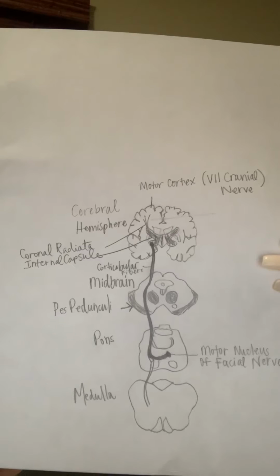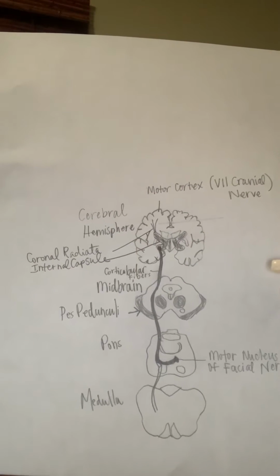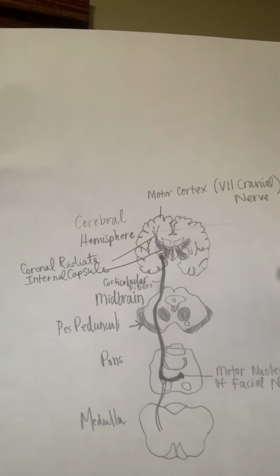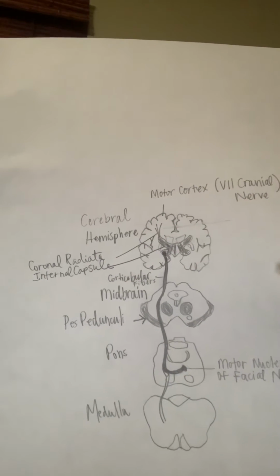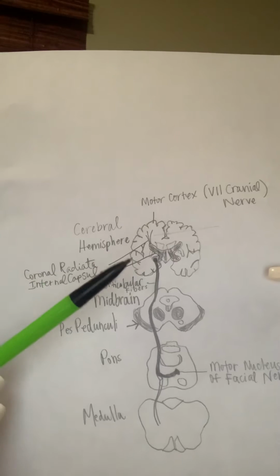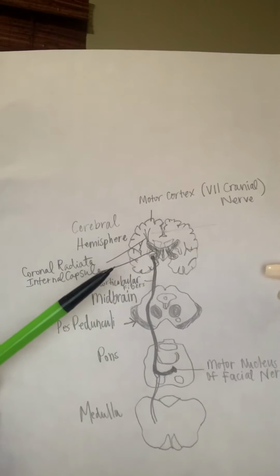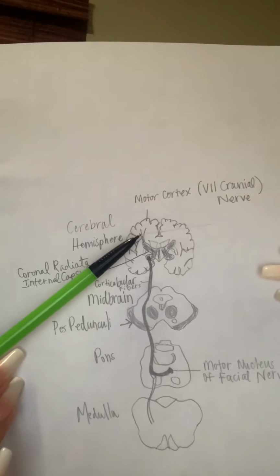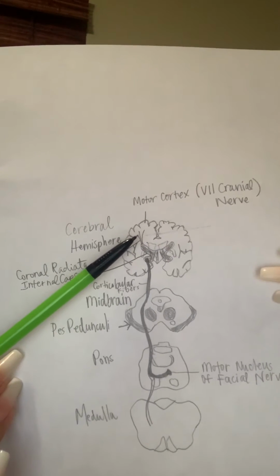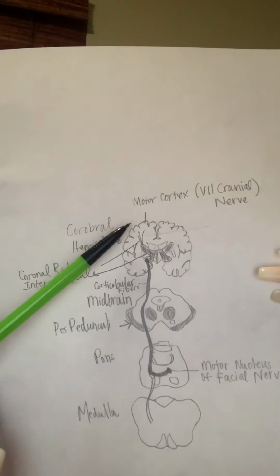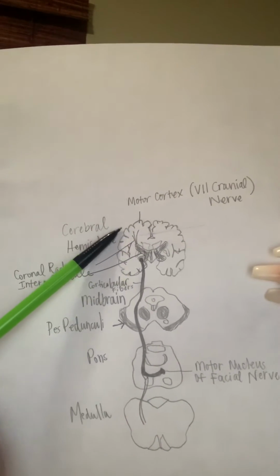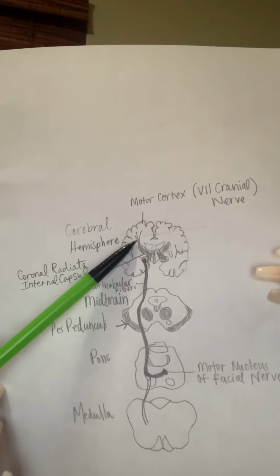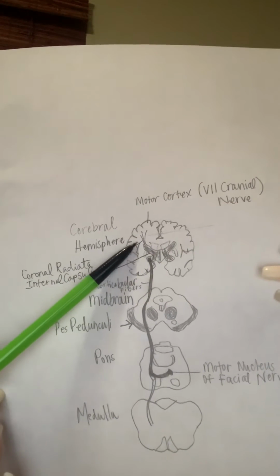The corticospinal tract descends from the bilateral motor cortices to the subcortical white matter in a fan-shaped distribution of fibers called the corona radiata, right here. So for my specific motor movement of the facial nerve, it will descend from the motor cortex up here that is assigned for cranial nerve 7. So it's going to descend from up here and it's going to go down to the corona radiata.